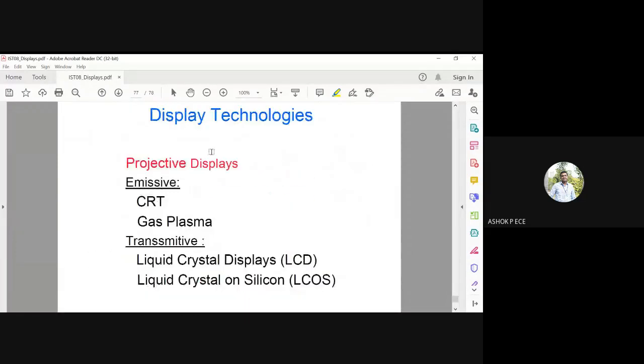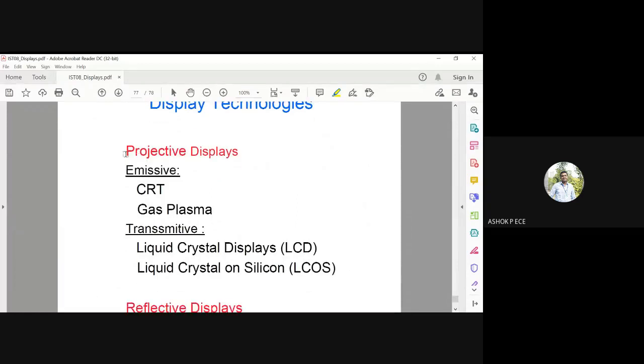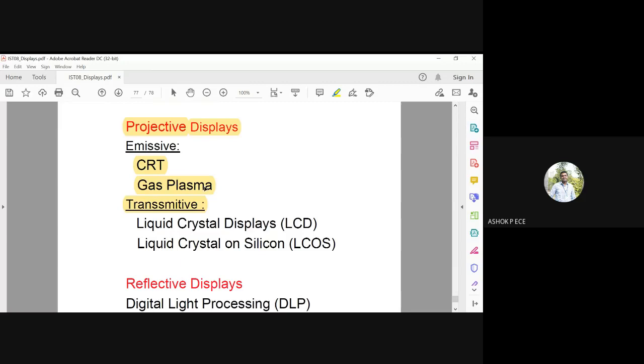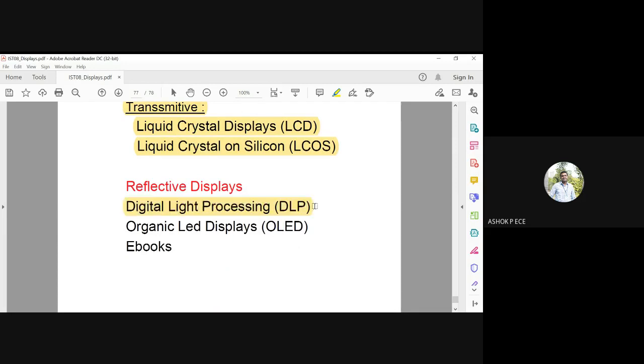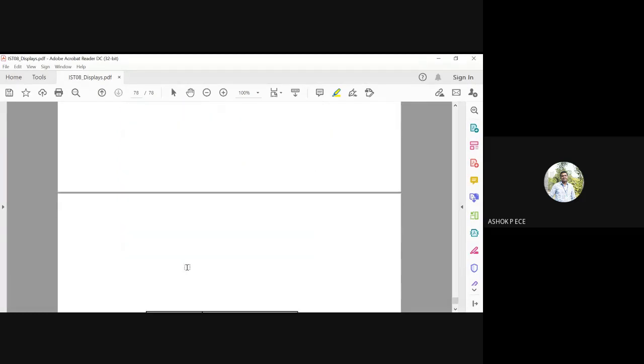And so, a summary of whatever we have seen. For the emissive type displays, you have CRT and gas plasma. CRT is going to emit electrons, and electrons are going to hit the phosphor screen, and you're going to see the picture, right? And gas plasma, same thing: conversion of gas into plasma to produce UV. That UV is going to interact and give you light. Transmissive LCD will either allow light or block light. Liquid crystal on silicon, LCOS. Reflective displays, you have DLP, which we have seen today. OLED we have seen, and e-book we have seen. So these are the different display technologies we have.